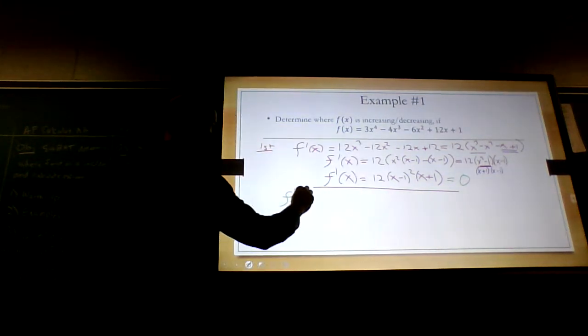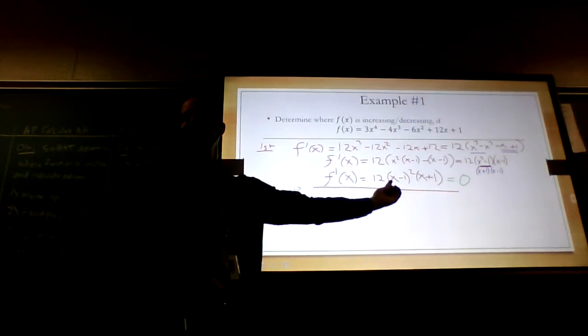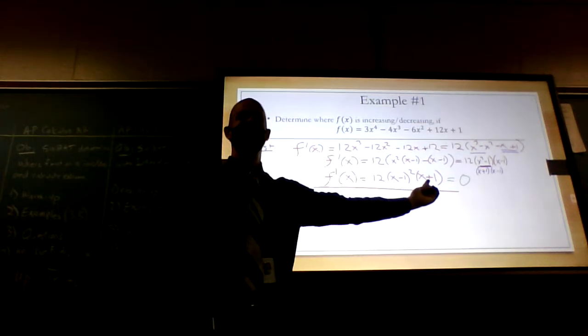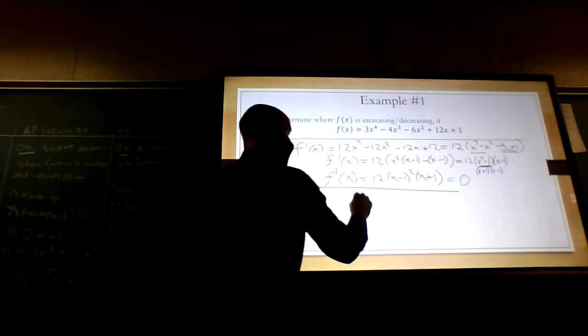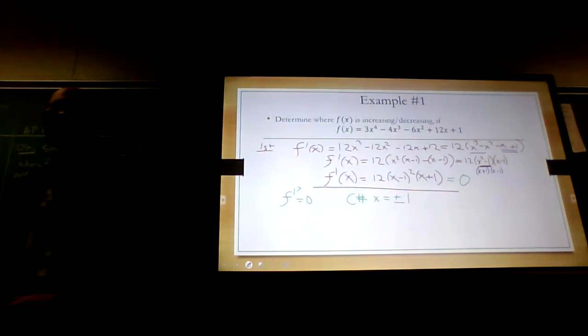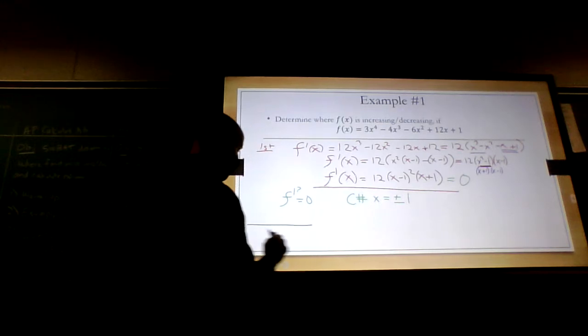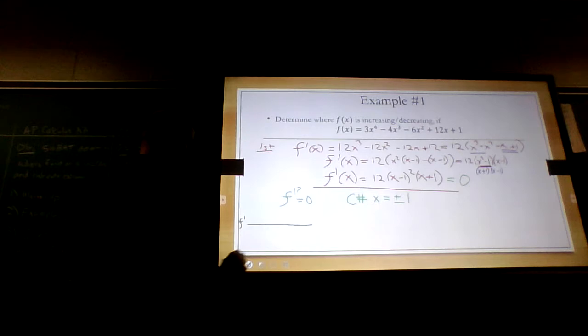Well, it's nice because I spent a lot of time factoring this. What's going to make this term 0? Positive 1. What's going to make this term 0? So that tells us that the critical numbers here are x equals plus or minus 1. Those are the only two critical numbers for this problem. So I'm kind of doing the same thing we did in section 3.1. Now I'm going to do something a little bit different. So I'm going to draw a line right here, and I'm going to call this f prime. And I'm going to make two points here, -1 and 1.